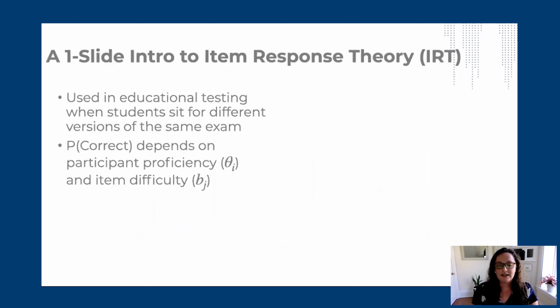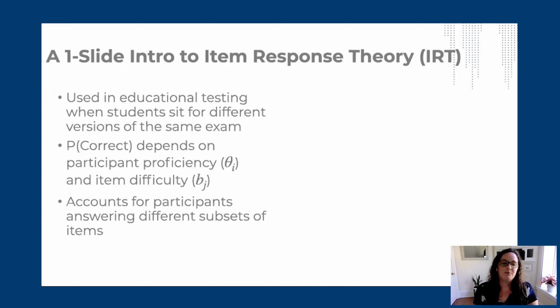And the underlying idea is that we will model the probability of a correct decision based on participant proficiency, which we call theta, and item difficulty, which we call B. And so this is a really powerful method for accounting for differences among the participants and separating out those effects from the item effects. This allows us to account for participants answering different subsets of questions and maybe seeing a subset of items that were harder or easier than others.